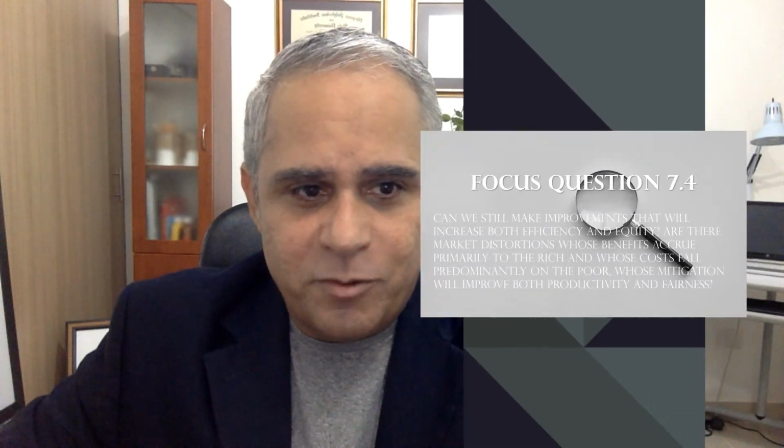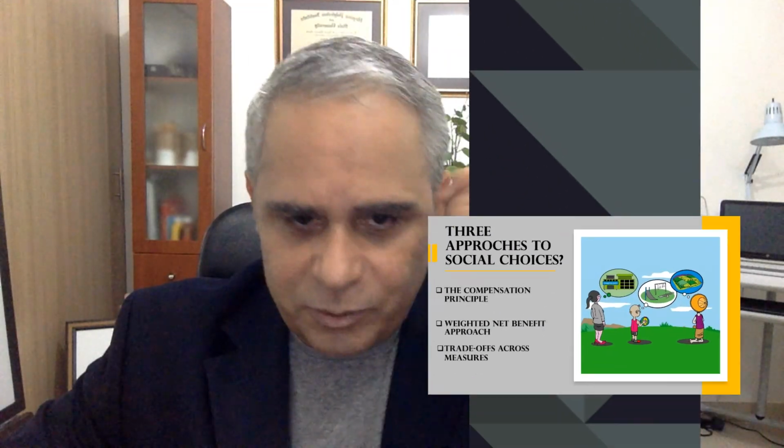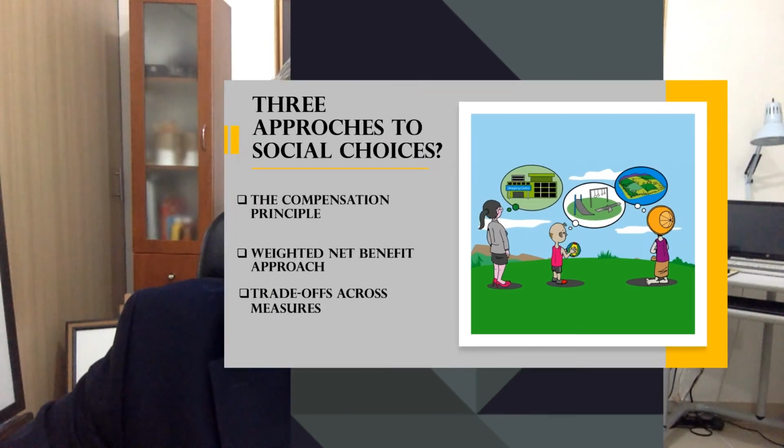Okay, focus question 7.4. Can we still make improvements that will increase both efficiency and equity? Are there market distortions whose benefits accrue primarily to the rich and whose costs fall predominantly on the poor, whose mitigation will improve both productivity and fairness? Well, can we still make these improvements that will increase efficiency and equity? Well, there are three approaches to doing this, and there are three approaches to social choices. Okay.